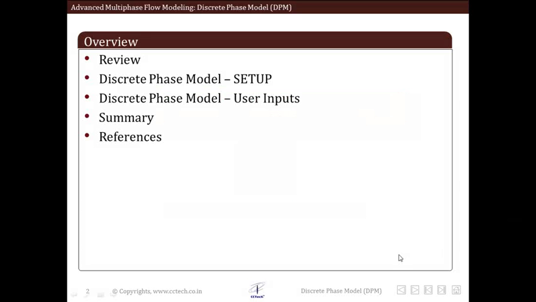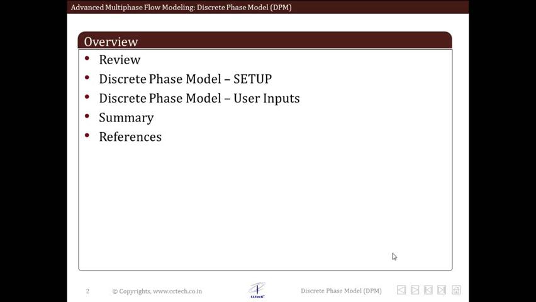Before beginning this lecture, let us have an overview of what we will study in this lecture. First, we will have an overview of the fundamentals of discrete phase modeling. We have already studied a lot of fundamentals and basic concepts related to discrete phase modeling in our earlier lectures. So we will review all those concepts and basic fundamentals just to prepare a solid base before we go into studying discrete phase modeling in detail.